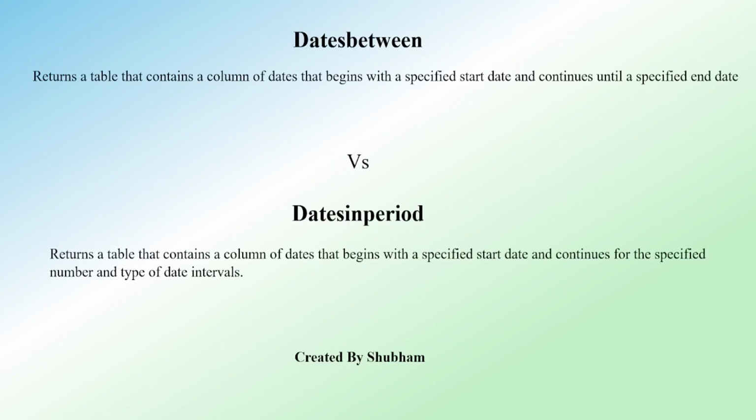So here are the definitions guys. Dates between returns a table that contains a column of dates that begins with a specified start date and continues until a specified end date. Dates in period also returns a table that contains a column of dates that begin with a specified start date and continues for the specified number and type of date intervals.